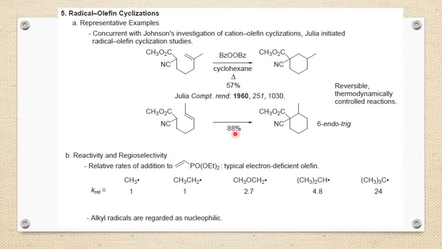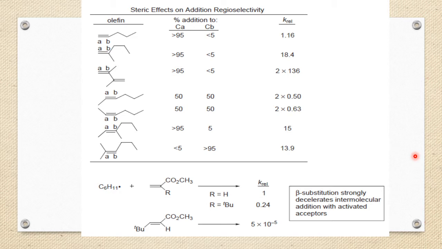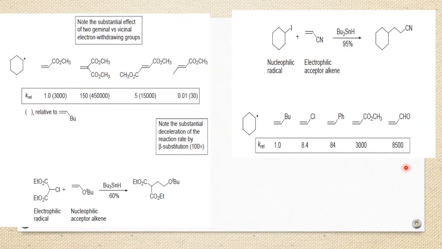We get 88% yield. And reactivity and regioselectivity wise, you get that electron deficient olefin will be more reactive, and alkyl radicals are regarded as nucleophilic. They are reversible, thermodynamically controlled reactions. Steric effects also have an effect, say in this reaction. Beta substitution strongly decelerates intermolecular addition with activated acceptors.